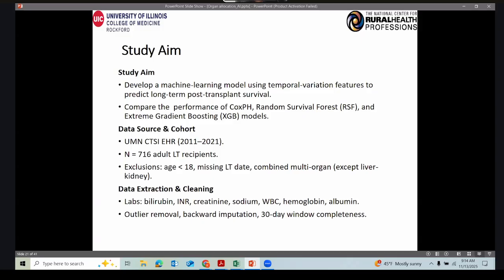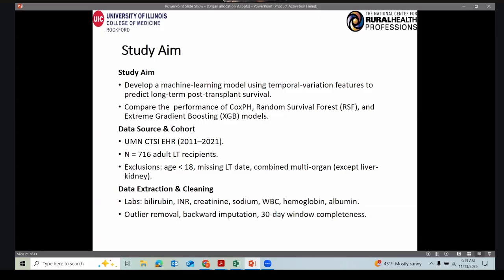Next, we will see the study aim and data foundation for our work. The main aim of this work was to develop machine learning models that can predict long-term survival after liver transplantation. But instead of relying on the single MELD snapshot, we use temporal variation features. That is, how patients' clinical parameters change over time. We know that liver disease and recovery are dynamic processes. A patient's bilirubin and creatinine may fluctuate before and after transplantation.